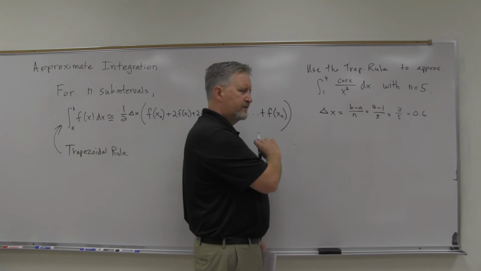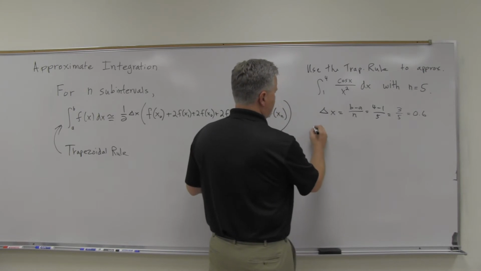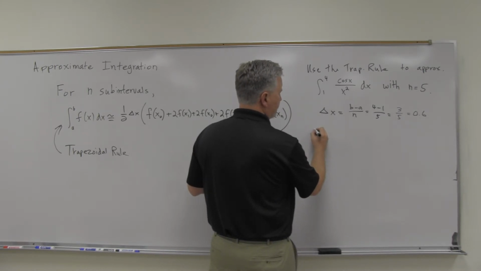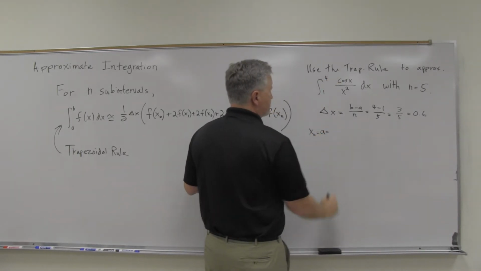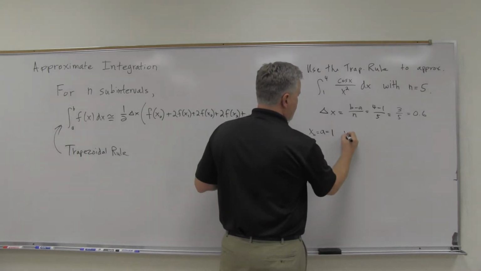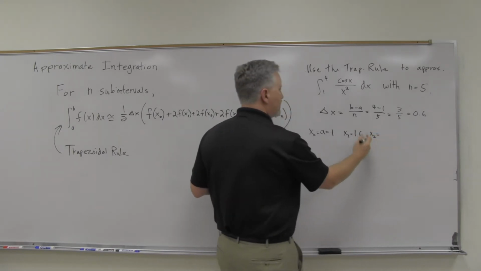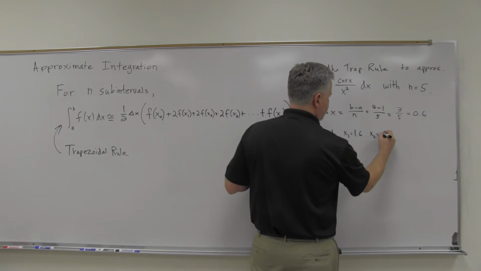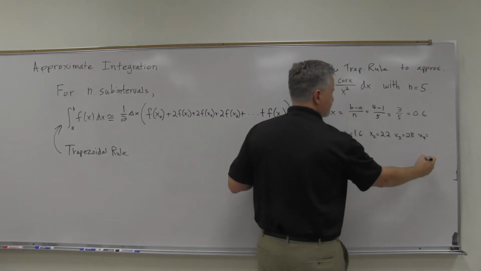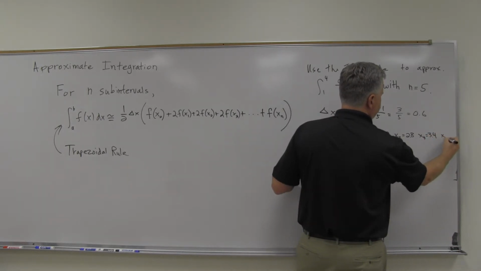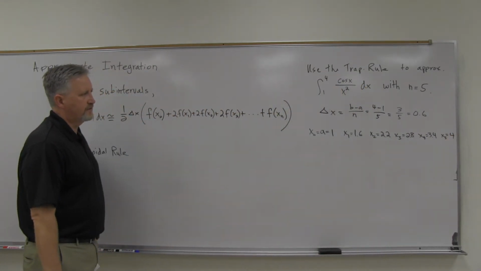I like to also go ahead and write out the x sub i's. You can do it in the next step if you want, but what are my x sub i's here? Let's start at x sub 0, which is just a, wherever you start, so that's 1. Then x1 would be that plus delta x, so that'd be 1.6. X sub 2 would be x sub 1 plus delta x, that'd be 2.2. So on and so forth. 2.8, x4, 3.4, and then x5, we wind up at our b. x5 is just the last one, 4.